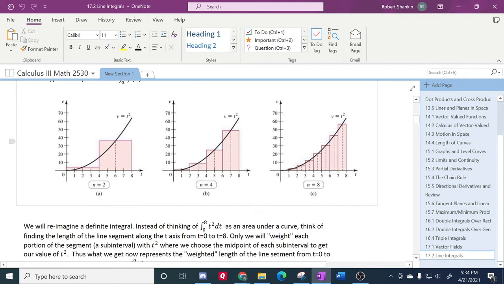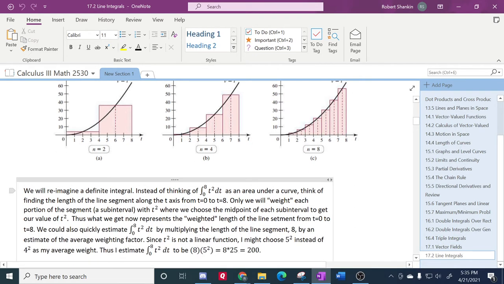Alright. We are going to reimagine a definite integral. Think of it in a different way. That'll be helpful to launch us into this new section. Instead of thinking of the integral from 0 to 8 of t squared dt as an area under a curve, think of finding the length of the line segment along the t-axis from t equals 0 to t equals 8. So you're finding the length from here to here.